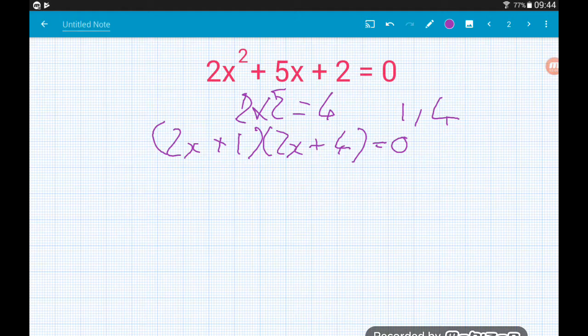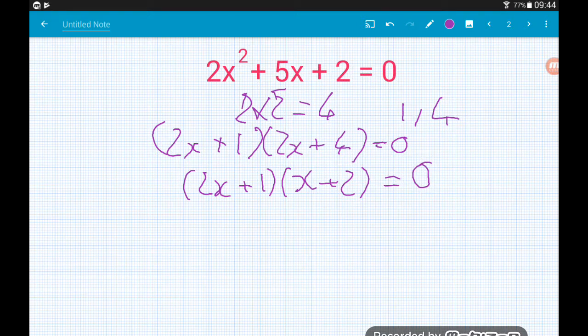Now our final step in the factorising game here is if we have a common factor inside one of the brackets, we divide it away. So there is a common factor in 2x plus 4 of 2, so we can divide that away. And then in its fully factorised form, we get 2x plus 1 times x plus 2 is equal to 0. So that's the factorising part done. Now we're in a position where we can get our solutions.